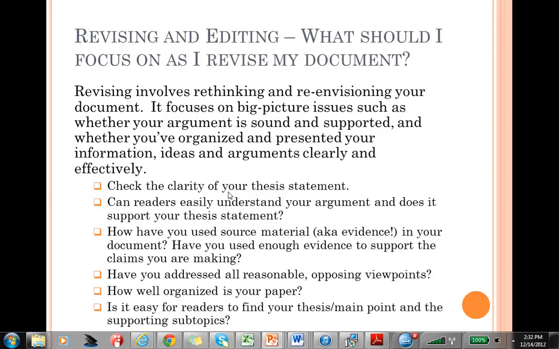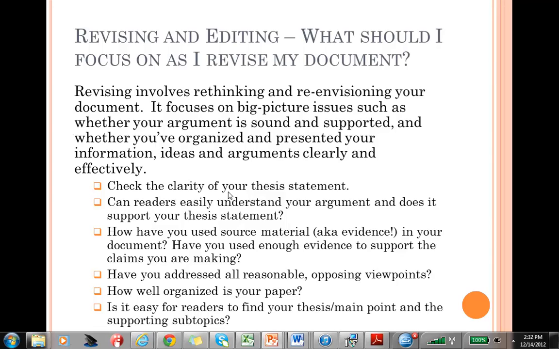How have you used source material, such as evidence, in your document? Have you used enough evidence to support the claims that you're making? Do you have enough evidence to convince the reader of what you're trying to say in your paper? Have you addressed all reasonable opposing viewpoints? That means, have you looked at your counter arguments?